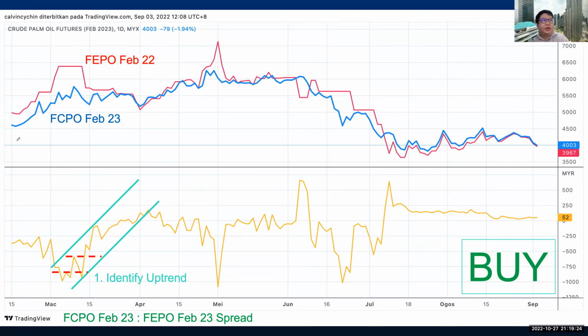Then you have two entry points. One is during this breakout. The second one is during retrace and go up again. But right now it's only the first step. It means we have hope the price will go up, but no entry yet. We need a few more steps.